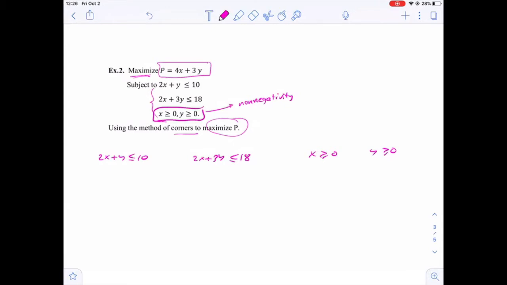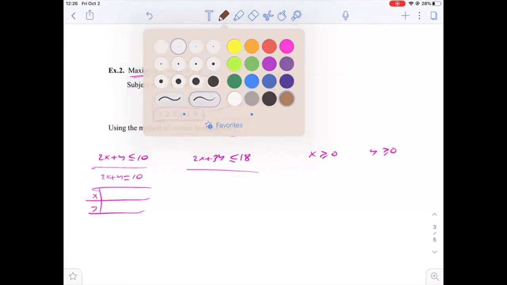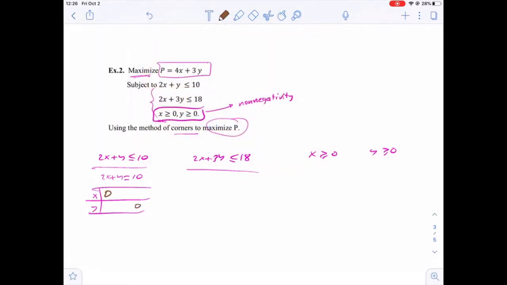Now we graph those regions. So here we have 2x plus y equals 10, and then we make a table for x, y. We choose some value for x, let's choose 0, and we find the corresponding value of y. So when x is 0, y equals 10. When y is 0, x equals 5. So the 2 points are 0, 10, and 5, 0.